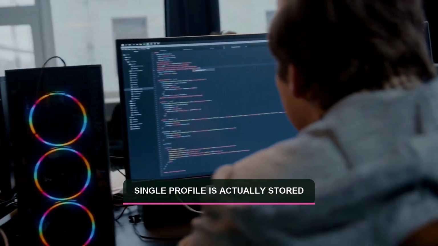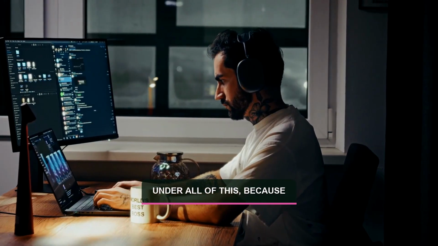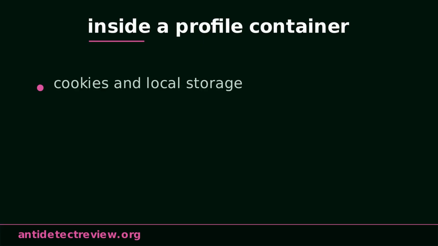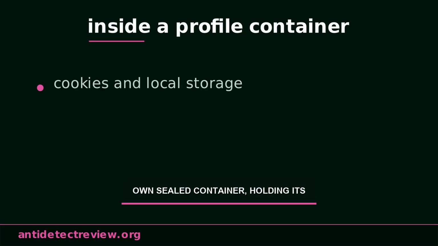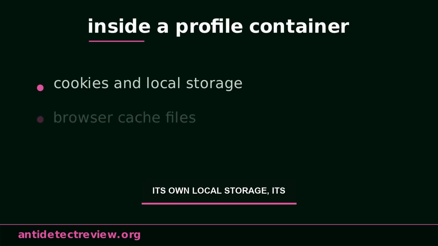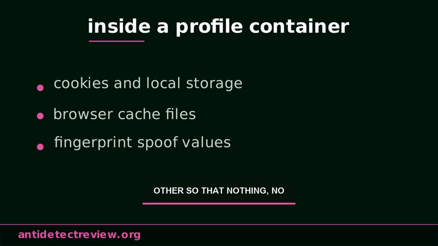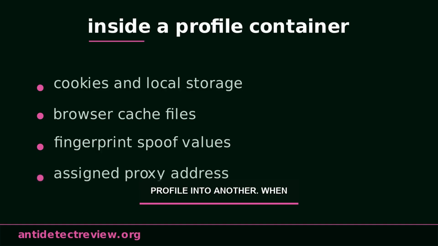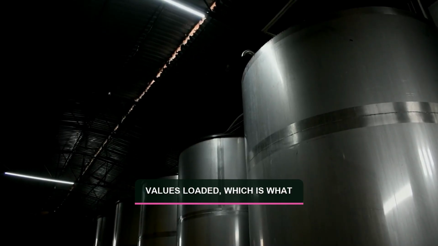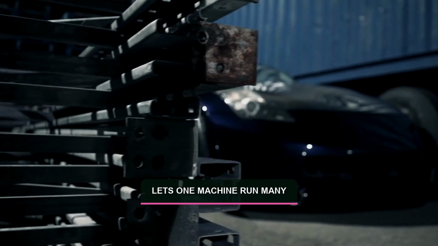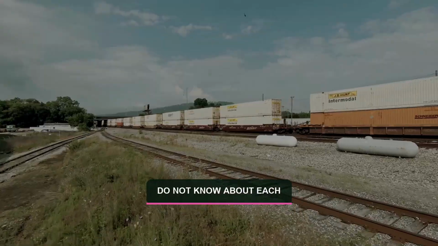It is worth seeing how a single profile is actually stored under all of this, because that is the other half of the machinery. Each profile is really its own sealed container, holding its own cookies, its own local storage, its own cache, along with the fingerprint values and the proxy assigned to it. Those containers are walled off from each other, so that nothing, no cookie, no cached file, no leftover login, ever bleeds from one profile into another. When you open a profile, the tool launches the browser engine pointed at that specific container with that profile's spoof values loaded, which is what lets one machine run many identities that genuinely do not know about each other.